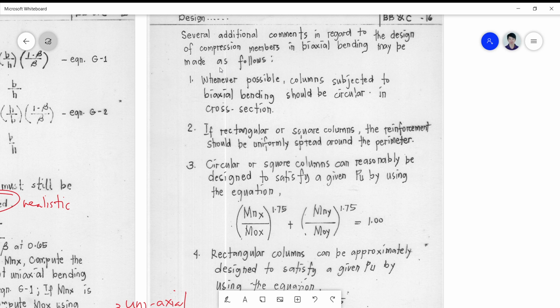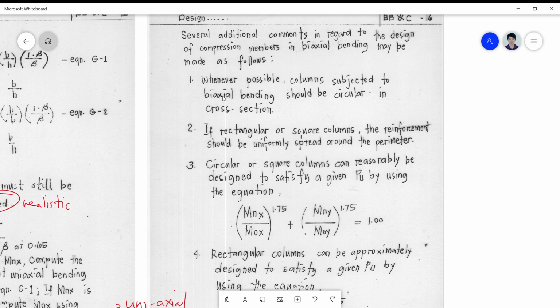Very seldom situation, no? Because circular columns are difficult. It's rare, especially when the purpose of the building is not for aesthetic consideration.